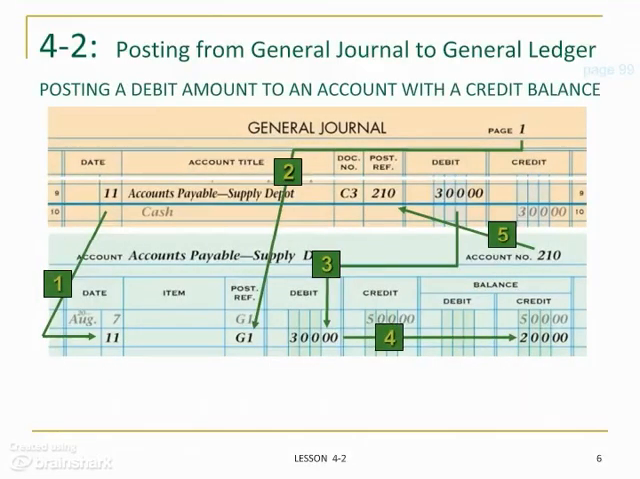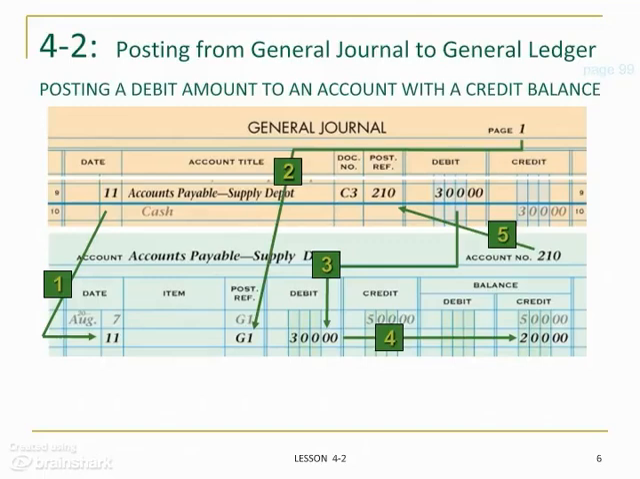In this slide, we are now going to post a debit amount to an account that has a normal balance on the credit side. So what are we doing here in this transaction? Let's look at our journal. In our journal, we see that on August 11th, our company paid cash to pay down its accounts payable. So it's reducing its accounts payable to Supply Depot by $300.